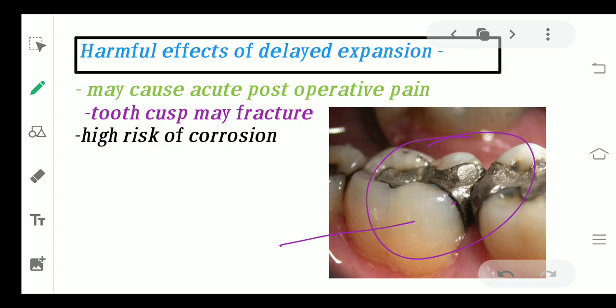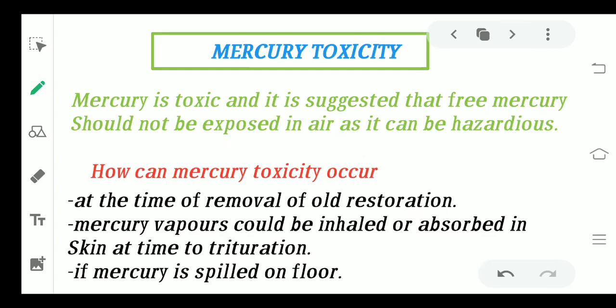Now, what will happen because of this disturbance in the occlusion? There can be post-operative pain. There can be loss of the tooth, the cusp may fracture, and there is high risk of corrosion. Also, secondary caries can occur because there can be food lodgement in these areas, and chances of secondary caries have also increased.